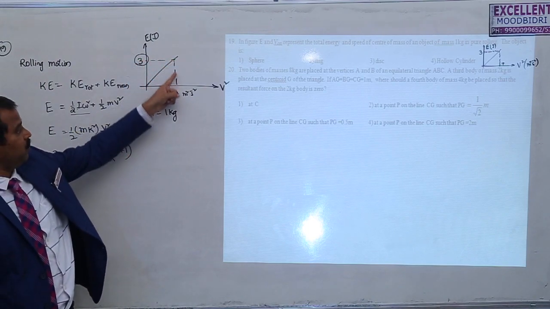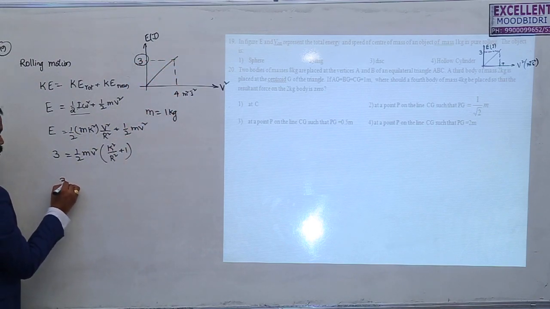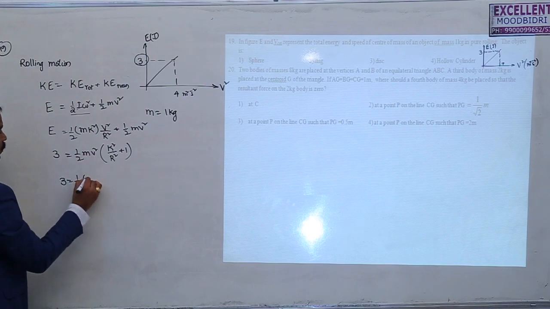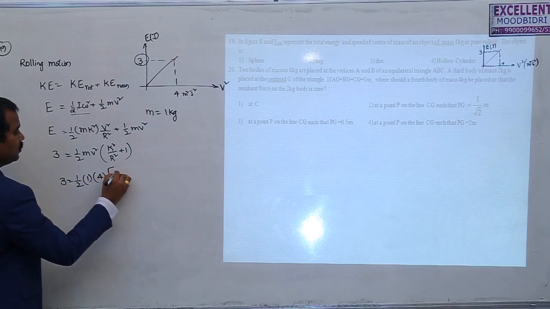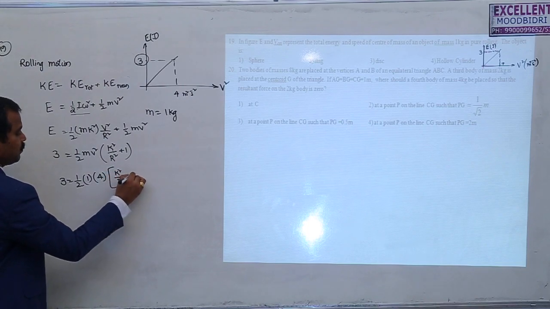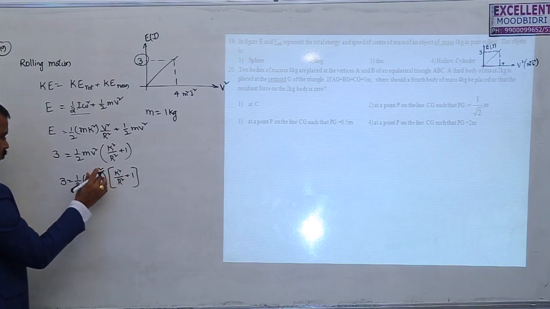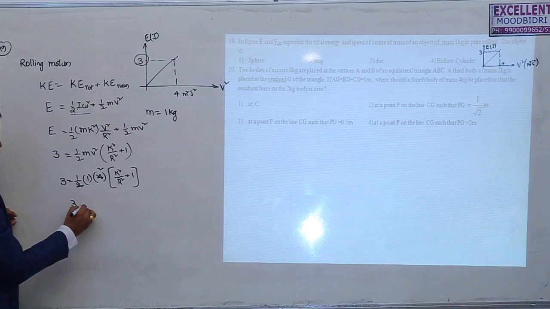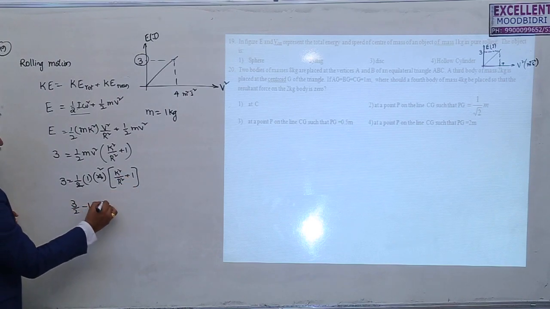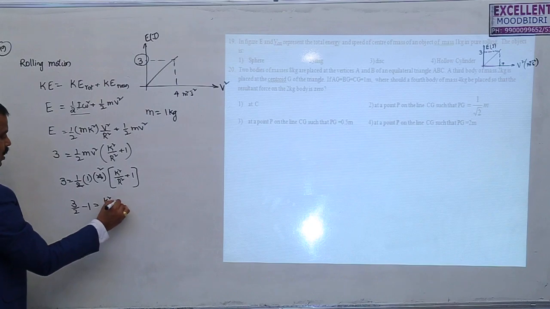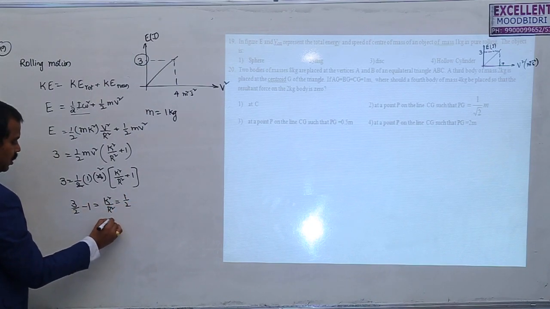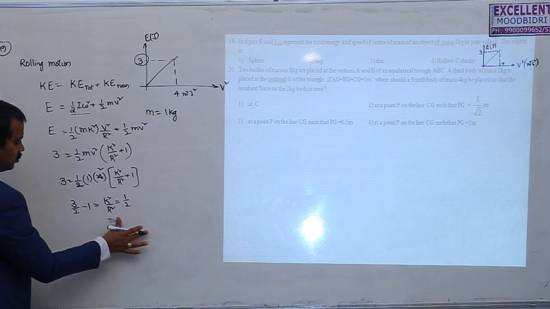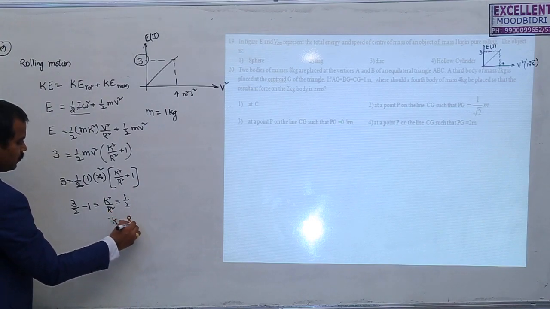which is equal to 3 here, and at 3, v square value is 4. So, 3 is equal to half into mass of the body 1 kg given, v square is equal to 4, this will become k square by r square plus 1. So, 2 1s are 2 and 2 2s are 4, when this is brought here, 3 by 2, this plus 1 comes this side as minus 1, is equal to k square by r square. So, this is 3 by 2 minus 1, 1 by 2. So, k is equal to r by root 2.